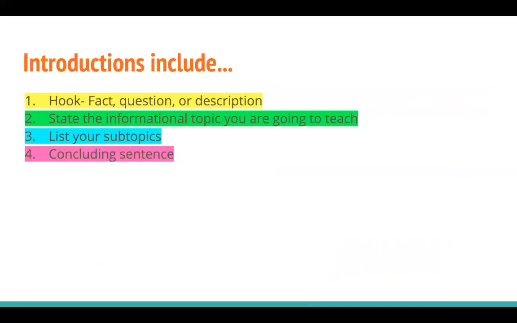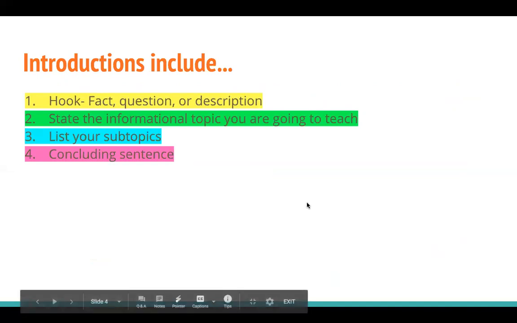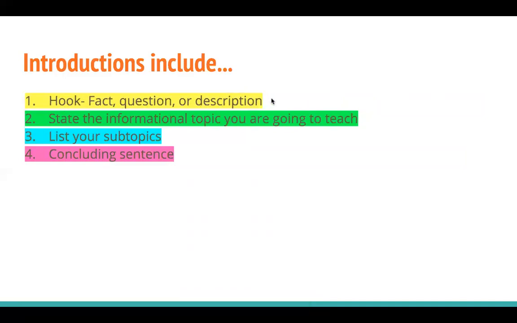So now thinking about the whole introduction. So not just the hook, that's only one little piece. Let's talk about the whole introduction paragraph. So a good introduction should include these 4 things. It includes a hook, of course, highlighted here. So your fact, question, or description.